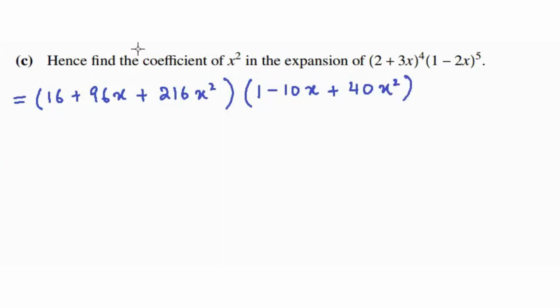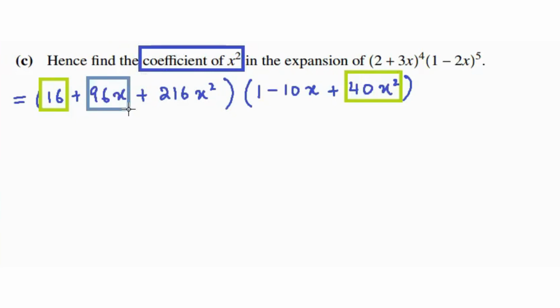Now keep in mind that they want the coefficient of x^2, not for x or x^3 or x^4 or the constant. So that means we're going to focus on specific terms. We'll multiply 16 with 40x^2. We'll multiply 96x with negative 10x. And lastly, we will multiply 216x^2 with 1.